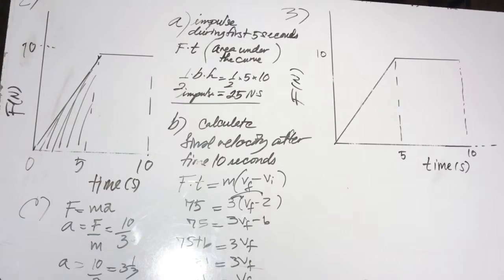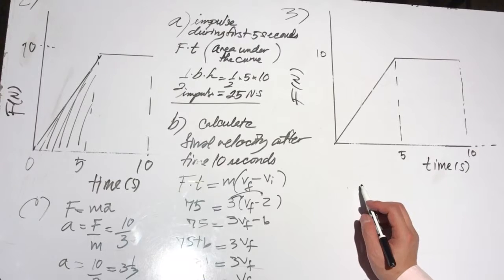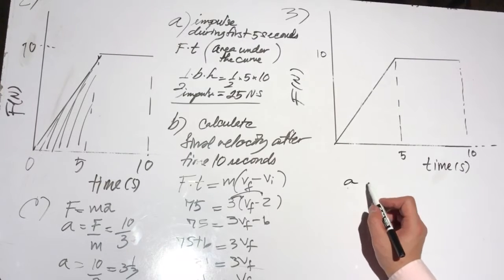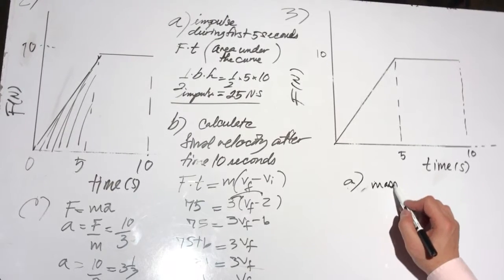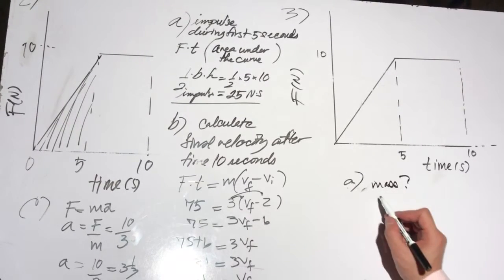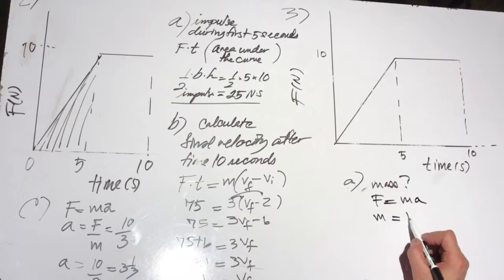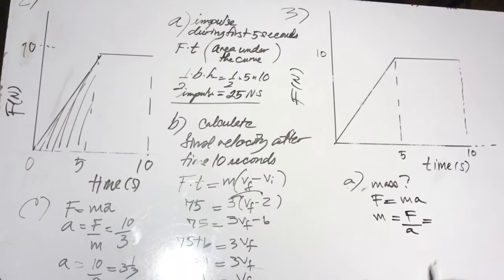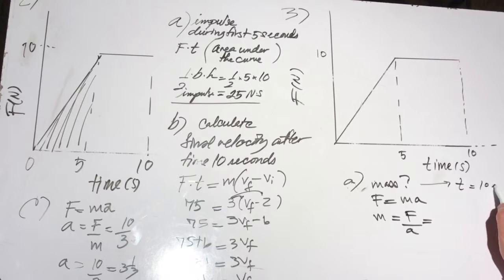We apply the same concept here. For this one, we don't know what the mass is, but we use F equals ma. So my mass is equal to force divided by acceleration. We have to figure out during what time. We're going to say during the time of 10 seconds, just to be more precise with everything else.